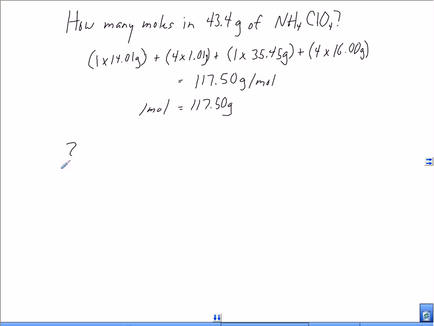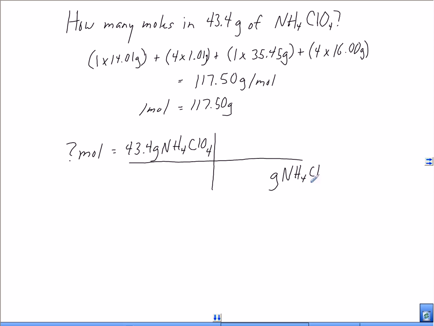So I go and I set up my conversion bracket. I'm trying to find moles of ammonium perchlorate, and I'm trying to find out how many moles are in 43.4 grams of ammonium perchlorate. Go ahead and put the formula there. Alright, we set up our bracket system, and we know we're going to cancel out grams, so grams is going to go on the bottom. And we're trying to find moles. Moles is going to go on the top.